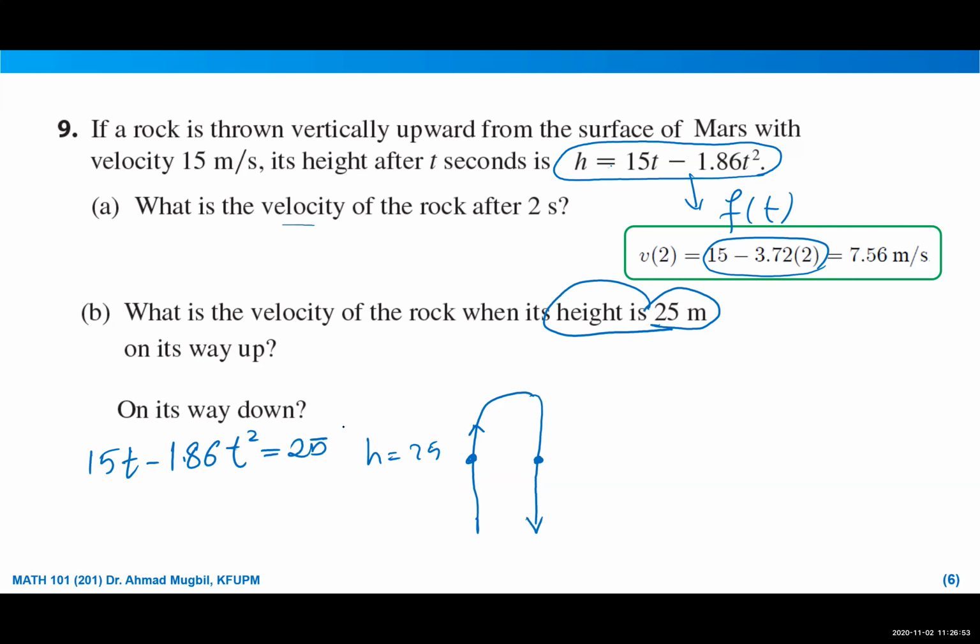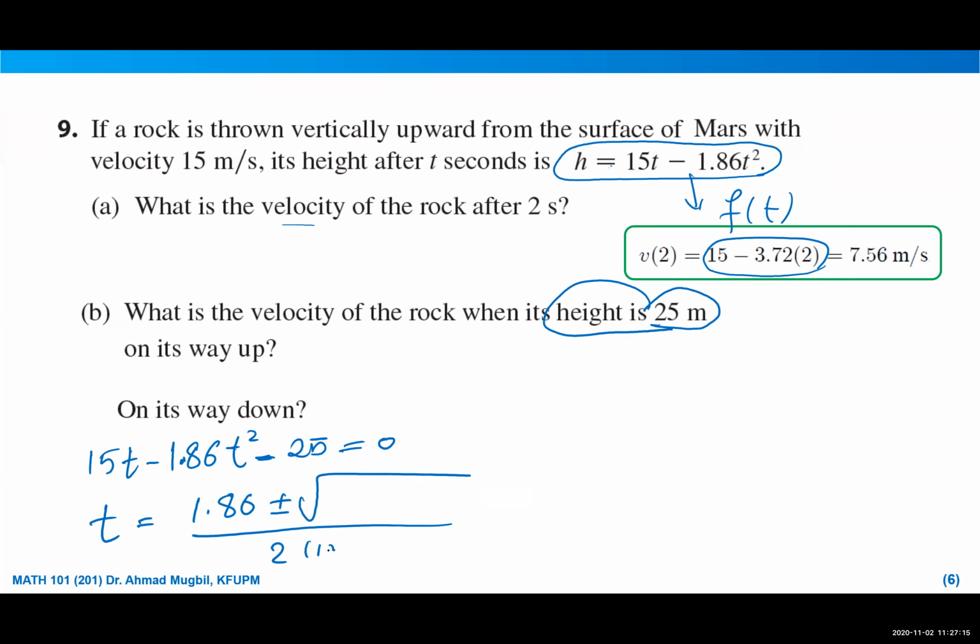Now you have a quadratic equation. This quadratic equation, you need to solve by what? By the quadratic formula, of course. You have decimals here, so this will be minus 25 equals 0. You need to use 1.86 plus or minus the square root over 2 times 15, and here you will square it. You know the quadratic formula, guys. You need a calculator to continue solving this problem.